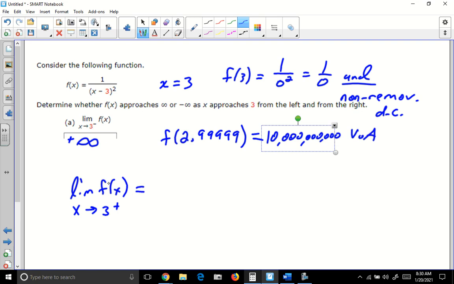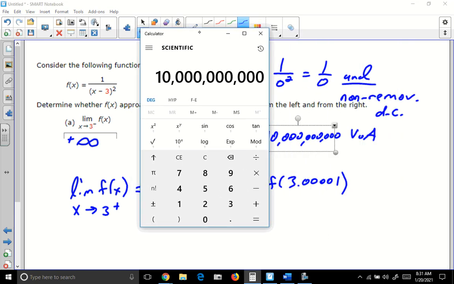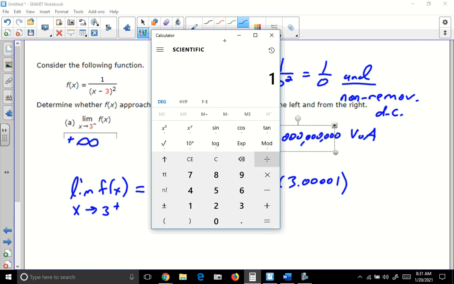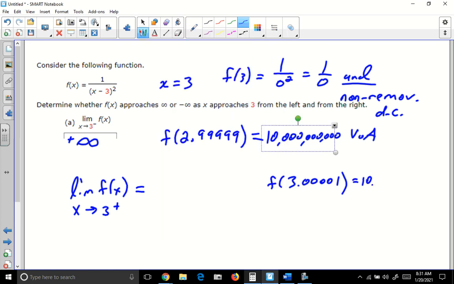All right, now let's look at approaching 3 from the right side. So if we pick a number that's really close to 3, that's just a little bit bigger, like 3.00001, we could substitute that in. 3.00001 minus 3, square that and divide 1 by that, and that's also 10 billion. And that's also positive. So as we get close to 3 from the right side, we're getting bigger and bigger, and that's going towards infinity, and that's positive as well.